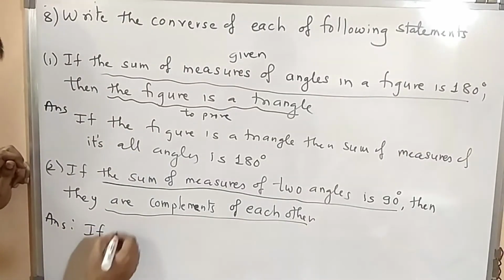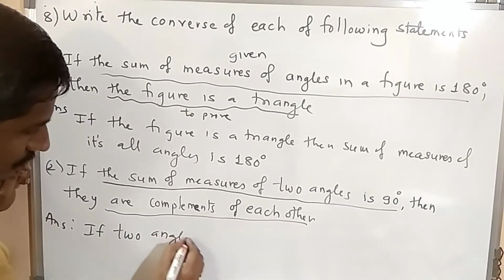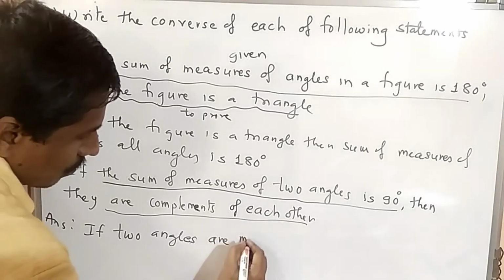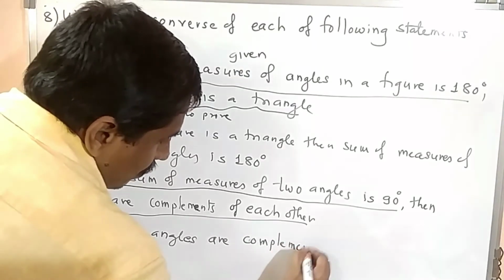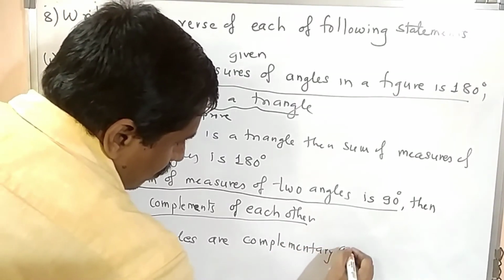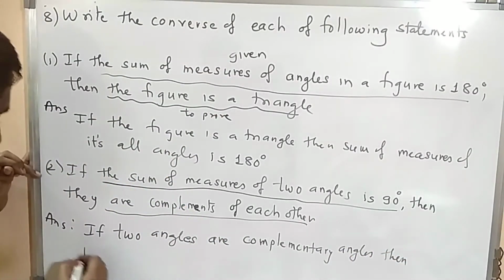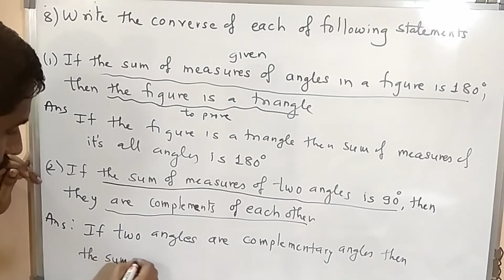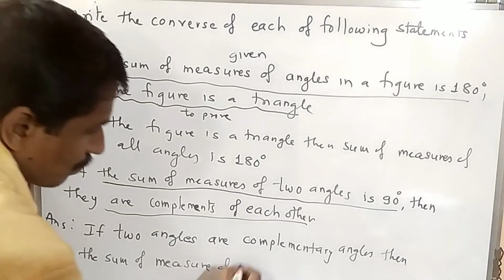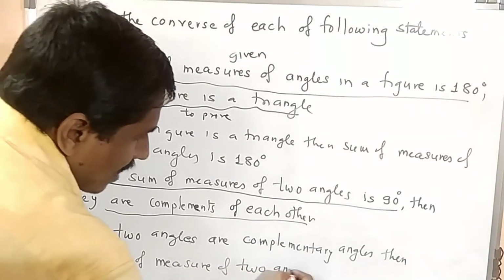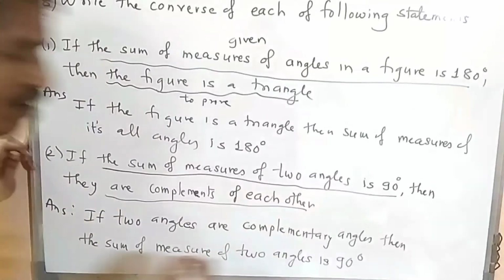If two angles are complementary angles, then the sum of measures of two angles is 90. Understood?